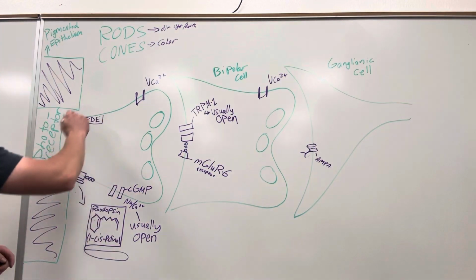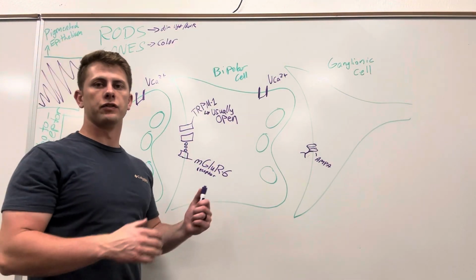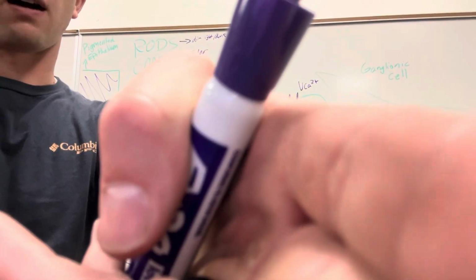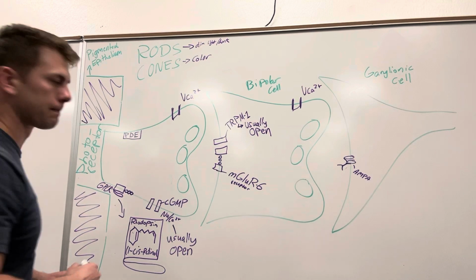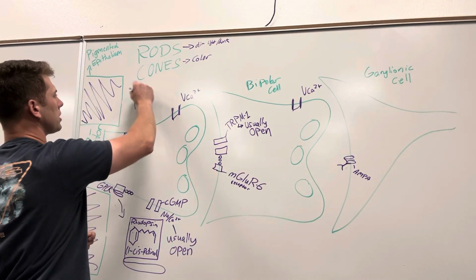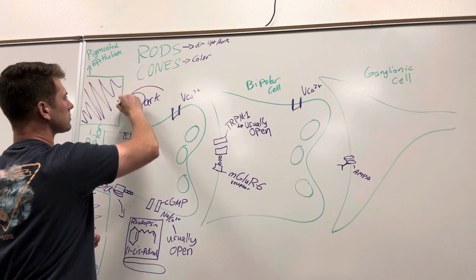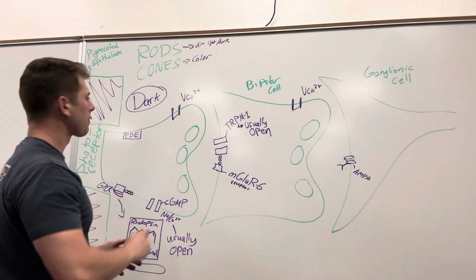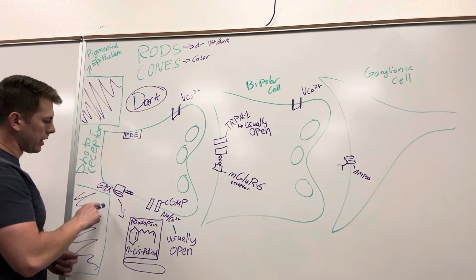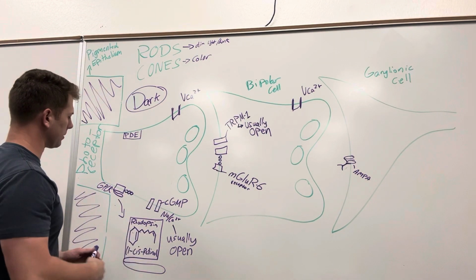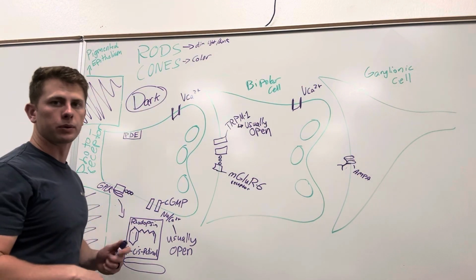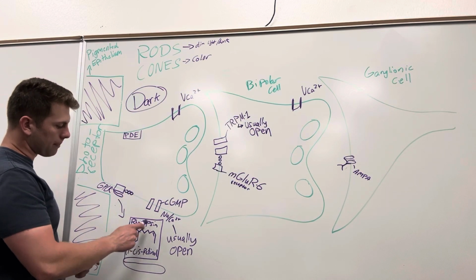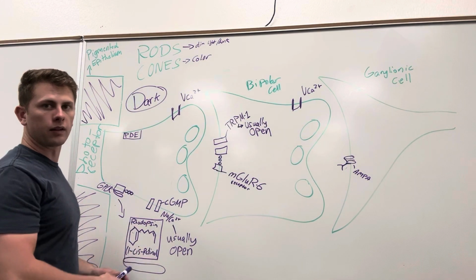Okay, so now we're going to get into how dark or light will affect all this. I'm actually going to turn this a bit. Okay, so let's start with dark. So this is our photoreceptor. The protein is rhodopsin, but it's a G protein coupled receptor. And inside this protein rhodopsin is 11-cis retinol.